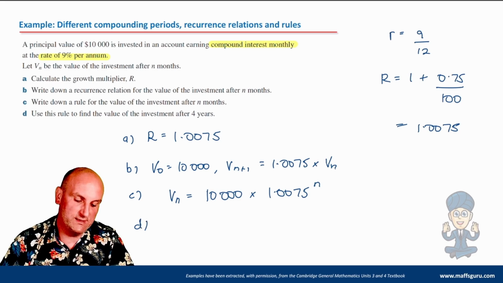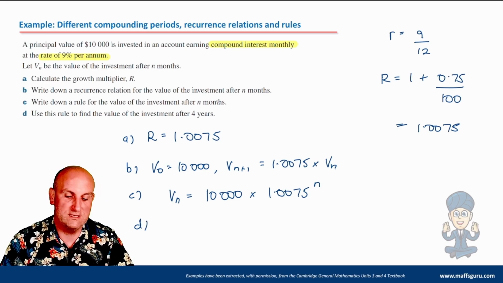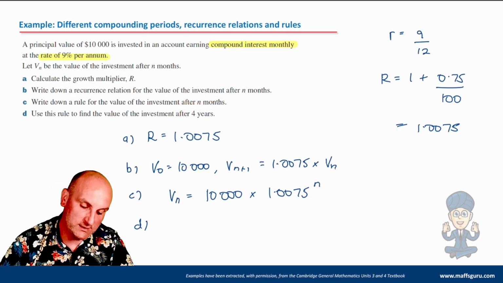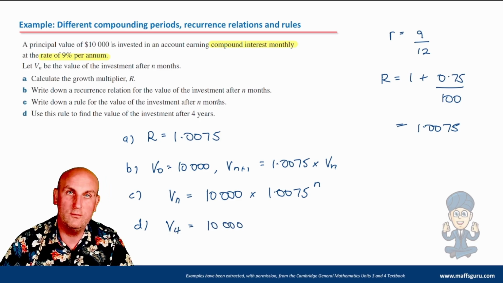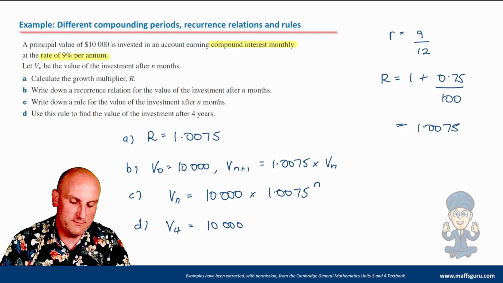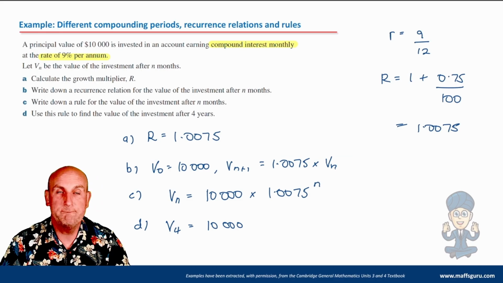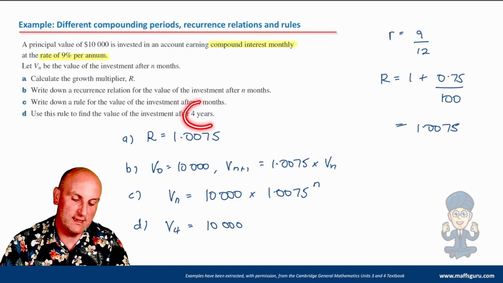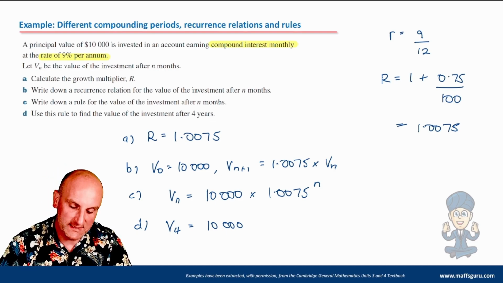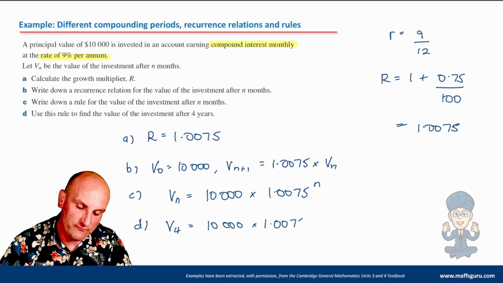Part D, use this rule to find the value of the investment after 4 years. Well, what are they telling me here? They're basically telling me the value of n is 4. So in that situation, I would say that V4 is equal to 10,123... Oh, hold on a moment. Did you see the trick there? Write down the value of the investment after 4 years. But I just told you a moment ago, this recurrence relationship is monthly. So do you see what I did there? They tricked me. Shucks. I would want 4 lots of 12. So that's basically going to be 1.0075 to the power of 12, 24, 36, and 48.